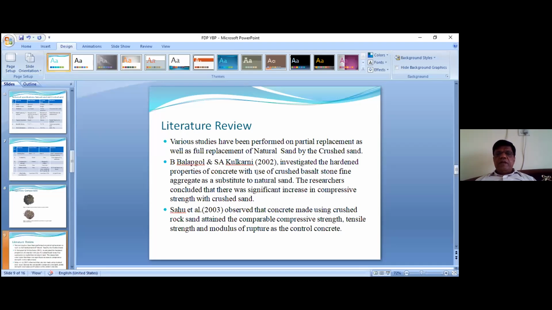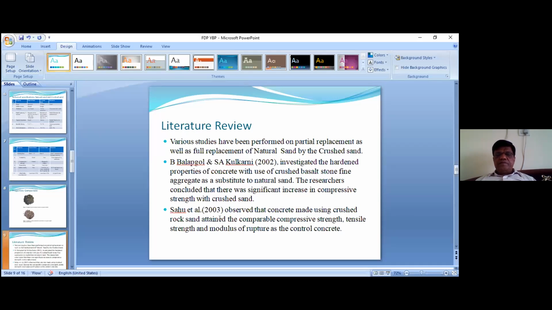Nearly 80% of future work will be using crushed sand, and there is no alternative because we can't afford natural sand. Natural sand is good, and our first choice should be natural sand only. But if it is costly and, second, not available, then you have to switch over to crushed sand.